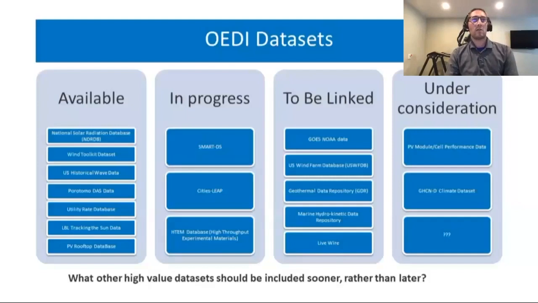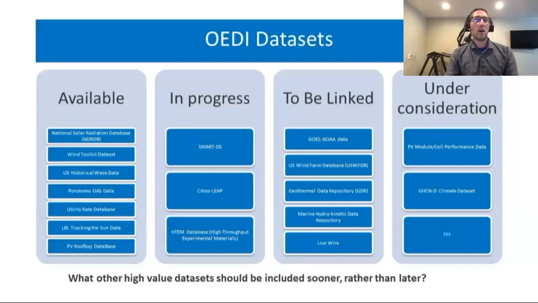analysis for distributed solar. So this is the location, the tilt, and the azimuth of residential rooftops for several large municipalities. We're also working on adding LiDAR data for all of Puerto Rico. So when you combine that with the historical solar radiation resource data from the NSRDB, you can imagine you can really do some cool analysis on the availability and the potential for distributed solar.